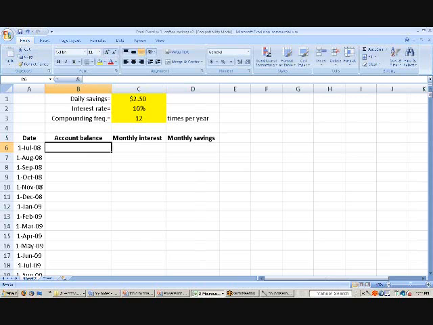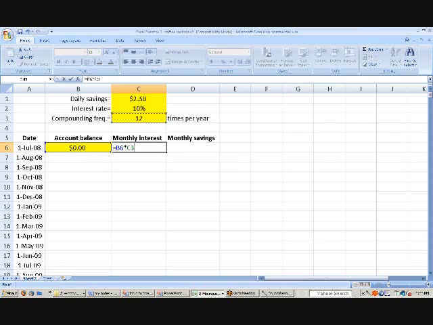And for starters, on July 1st, our account balance is 0 because we haven't saved any money yet. And that's an input. And in the first month, monthly interest is going to be based on how much money we have in the account and on the interest rate. So the formula is going to be the account balance, which is B6, times the interest rate divided by the compounding frequency. So in the first month, we earn $0 interest because we have $0 in our account.